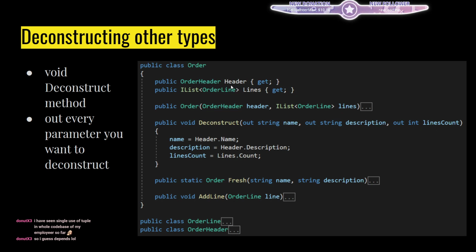Here we have an order. Order has a header. Order has a bunch of lines. So header says what order it is, its description. Lines is details about that order, what items and how many. For example, the most important data that we normally want to get from an order is its name, description, and how many items are there. And we can get this by using name equals header.name, description. So this is just setting those out variables. This is not deconstructing.